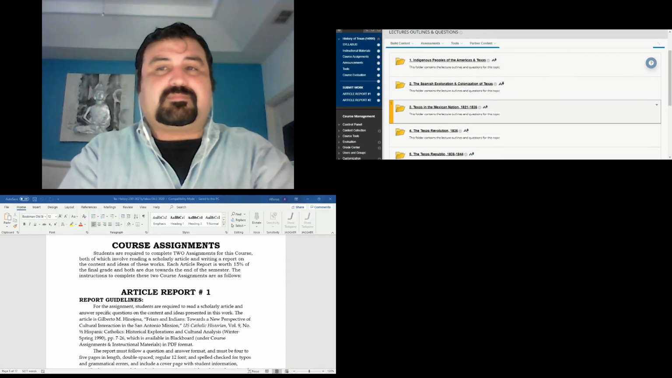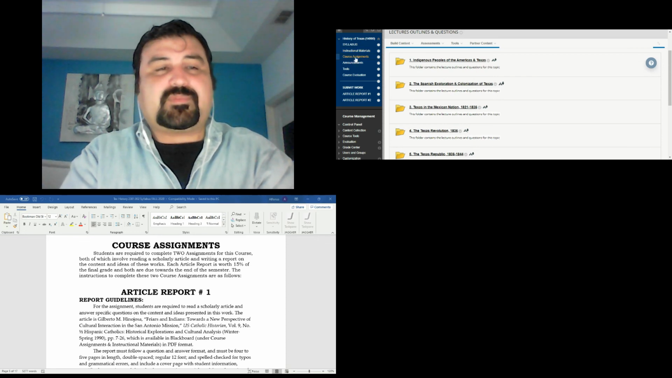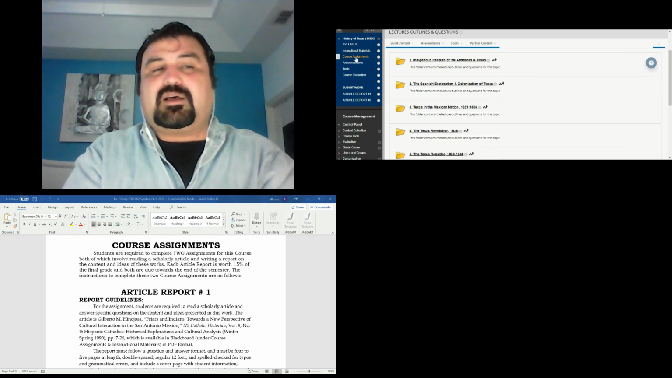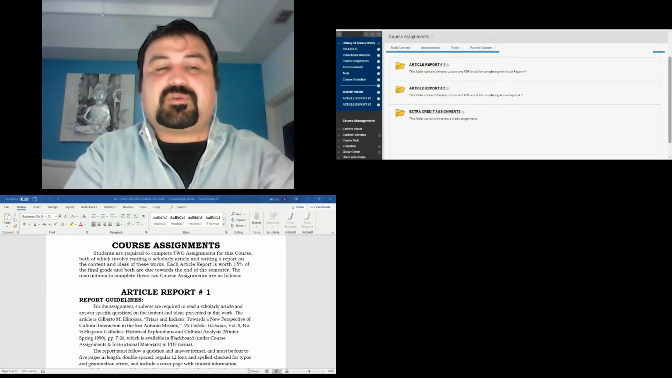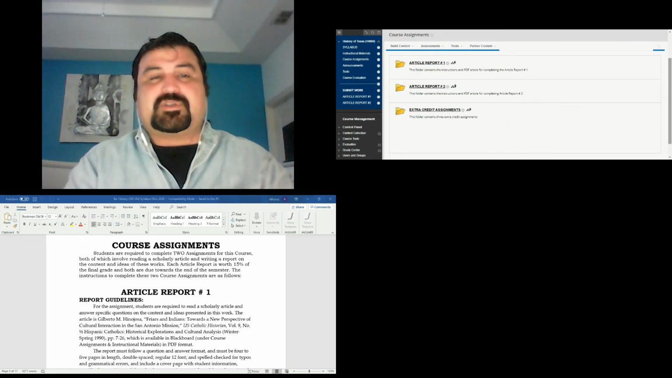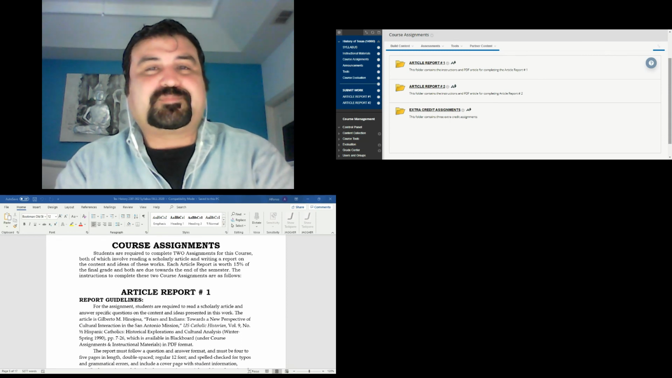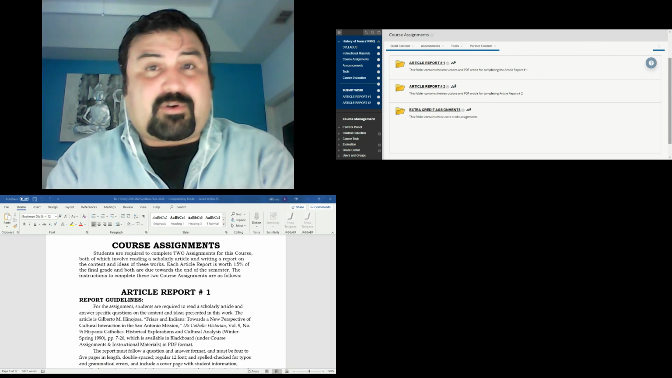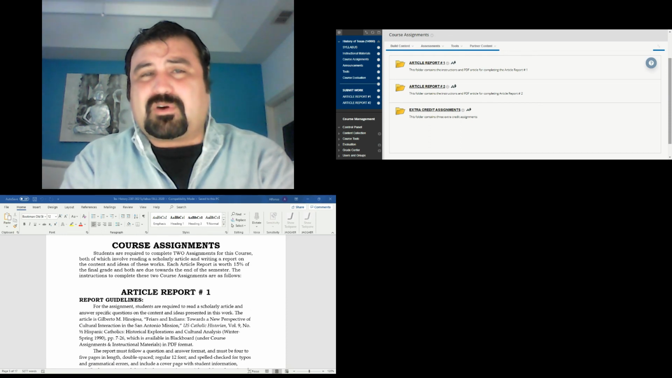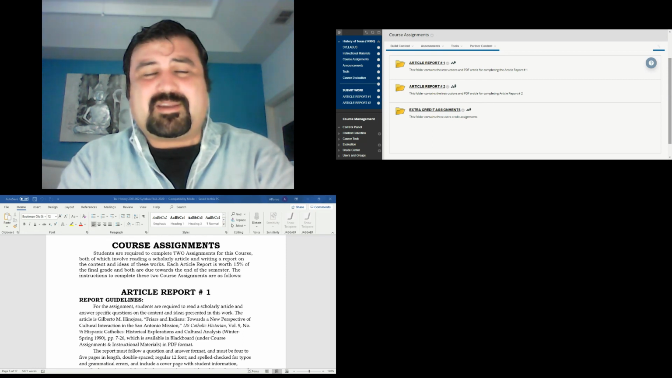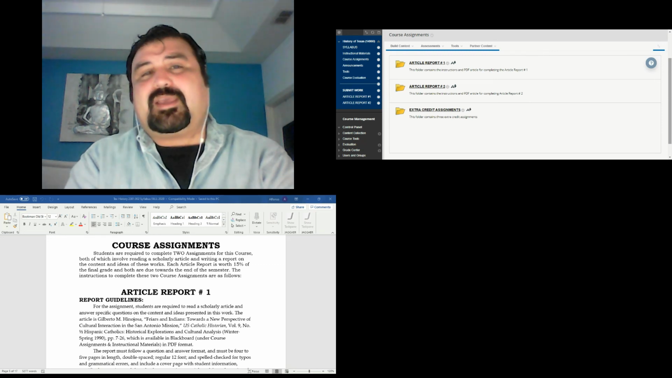All right. So this is the Blackboard page, and you'll see here course assignments in the left hand column in the menu, and there you'll find folders that say article report number 1, article report number 2, and the extra credit assignments. The article report number 1 and number 2 are required. Those are assignments that all students must complete and submit by the end of the semester.